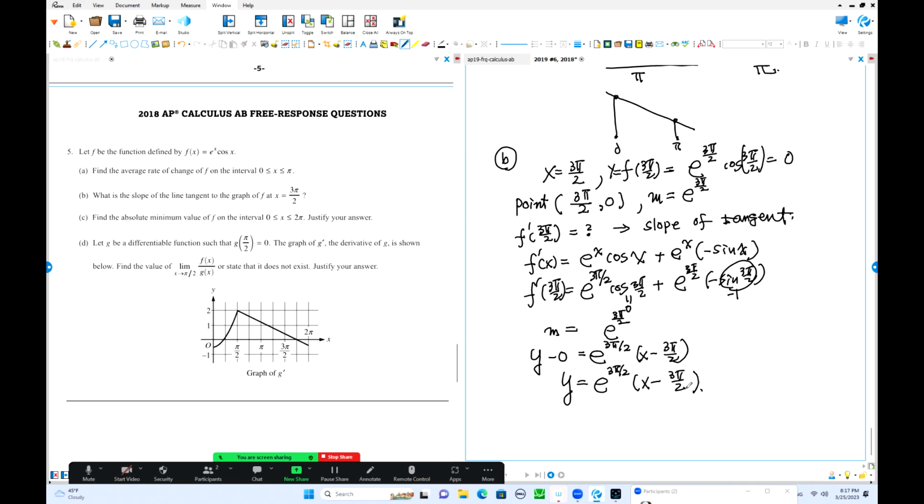But they're asking you to find only the slope, right? Okay, only slope this one. Slope is e to the what? 3 pi over 2, okay? From here.